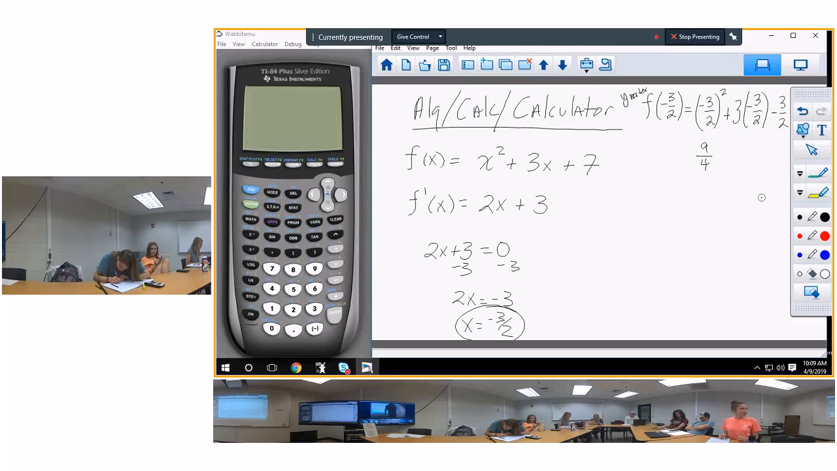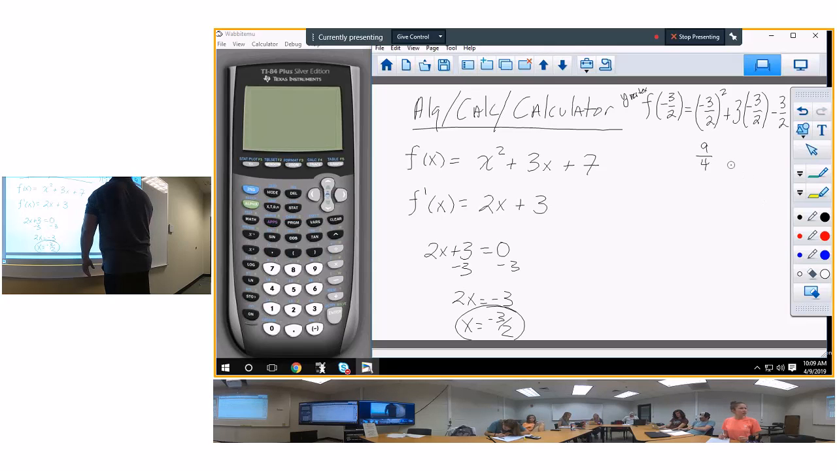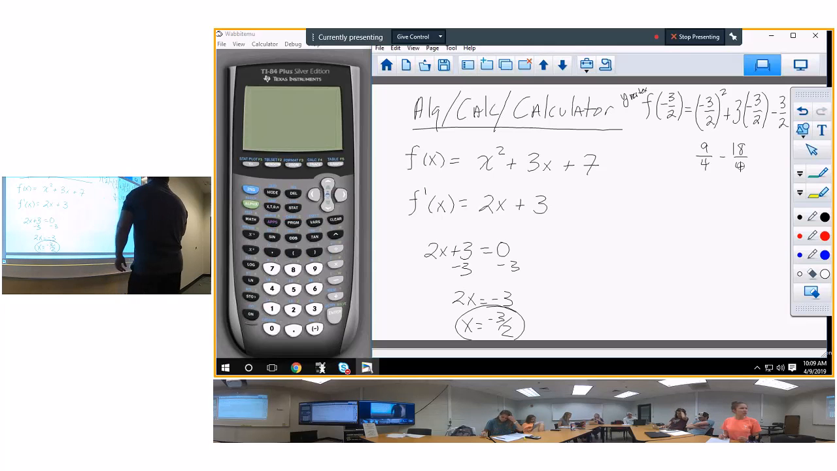Well, 3 times 3 is what? Negative 9. So that's going to be negative 9 over what? Negative 9 over 2, which is negative 18 over what? 4. And then that's 7. It's supposed to be 7 plus 7, right? On the very end, you have negative 3 over 2.